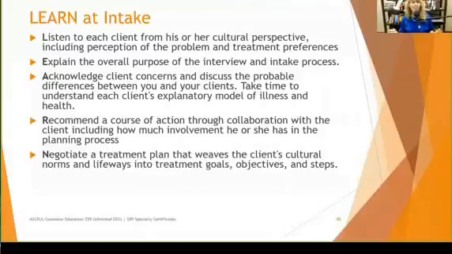Where do you believe this came from? What do you think is causing your symptoms? And that's in the DSM-5 assessment. Identify a recommended course of action through collaboration, and negotiate a treatment plan that weaves the client's cultural norms and lifeways into treatment goals, objectives, and steps. Notice it says the client's cultural norms, not the culture's norms. So we want to look at what the client embraces and holds on to.